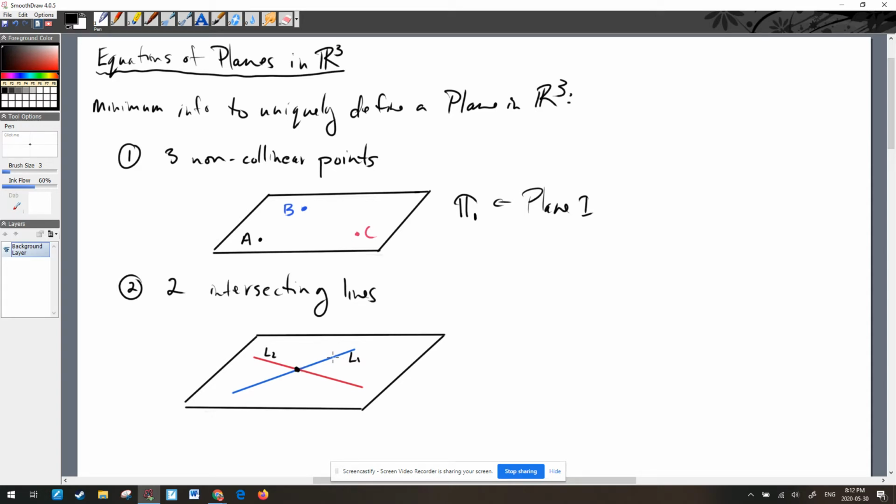You can imagine that if I had these two braces, or two pipes, that went through one another, I could set a tabletop on top of that, and it would only sit in one orientation. It wouldn't wobble, it wouldn't do anything. But there you go. So two intersecting lines, that's another way we could do it.